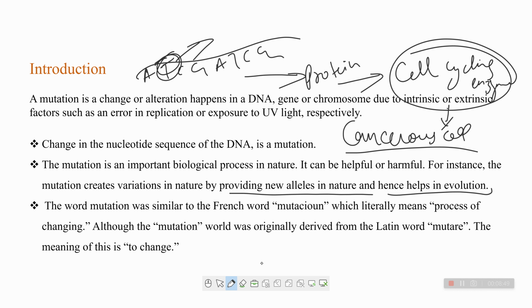The word mutation was similar to the French word muter, which literally means process of changing. Although mutation was originally derived from the Latin word mutare, the meaning is to change. Overall, the meaning of mutation is change.